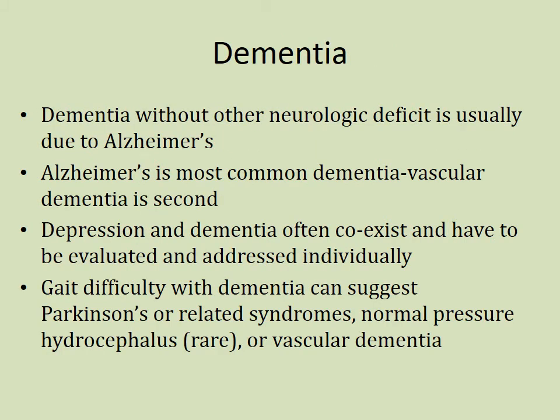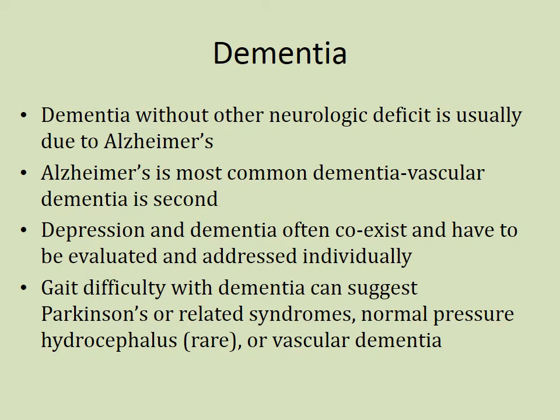Okay, so the main things that we've talked about with dementia is you've got to look for other neurologic deficits and things that could be causing this. And remember that with Alzheimer's, they tend to not have any other neurologic deficit other than their cognitive function. Alzheimer's is the most common cause of dementia. Vascular dementia is second. Depression and dementia often coexist. They have to be evaluated and addressed individually.